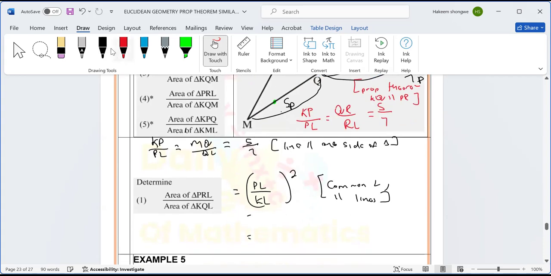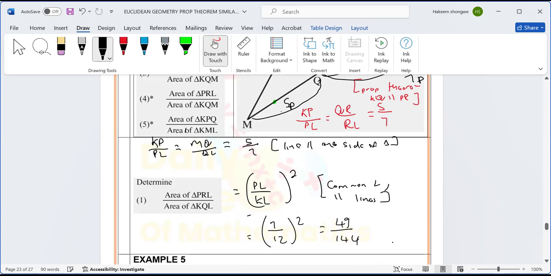So we'll write it. Thank you. You say it's 7 over 12, all squared. Then you get 49 over 144. Can it be simplified? No, it cannot be simplified any further.